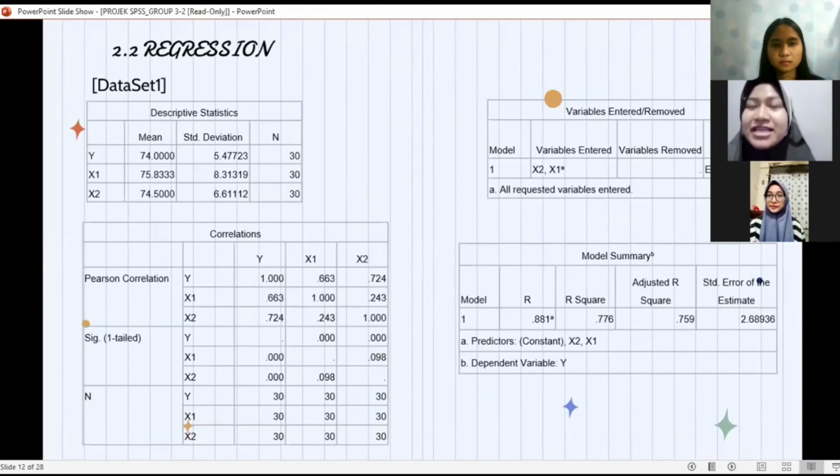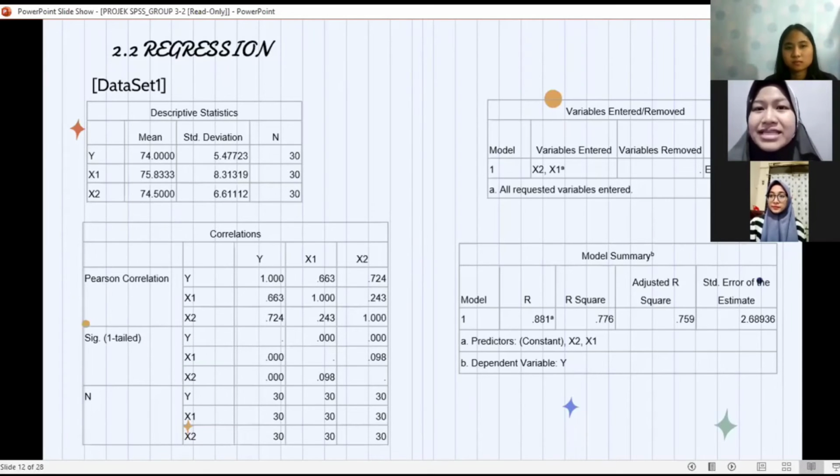And before is the procedure of making this calculation using SPSS. Now, I would like to explain the manual calculation first. And this is the result of the regression. There are data set one with the descriptive and mean is rata-rata.